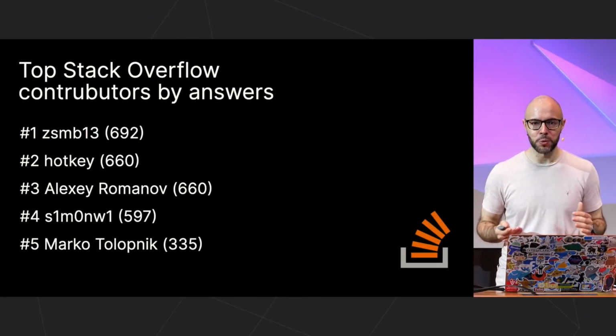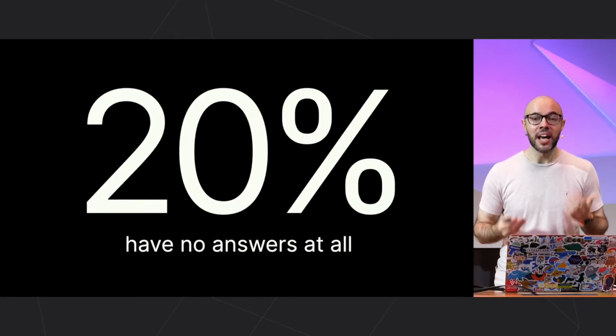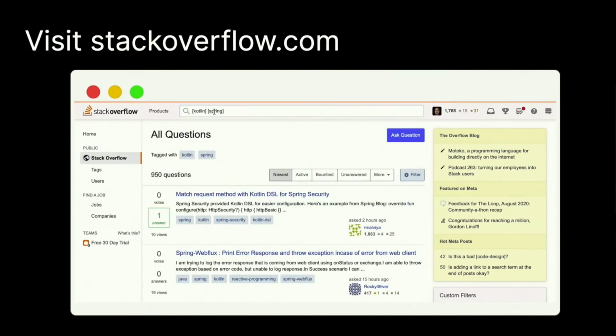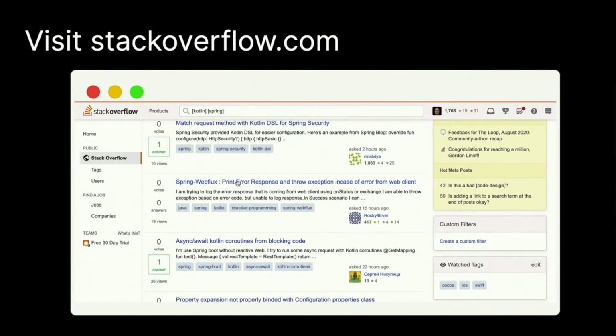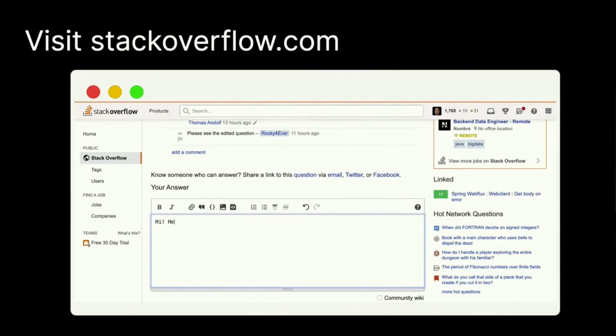I'm very glad that we already have so many active contributors on Stack Overflow. Here are just a few of them. They are awesome. But there are still a lot of areas where you can share your knowledge. 36% of Stack Overflow questions are not marked as solved, and 20% have no answers at all. So head over to Stack Overflow, select the tags that reflect your experience, like Kotlin, Spring, JPA, or maybe multiplatform, and help other people benefit from your expertise by giving them helpful answers.